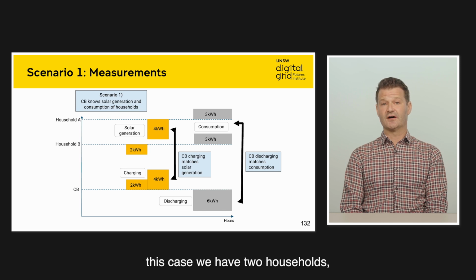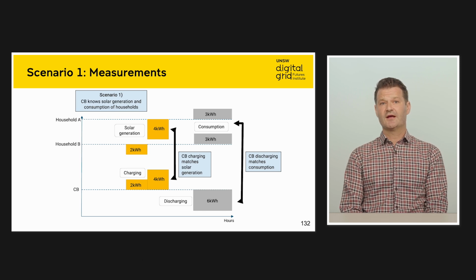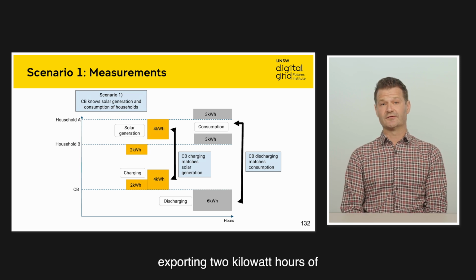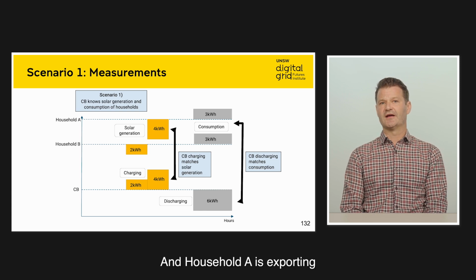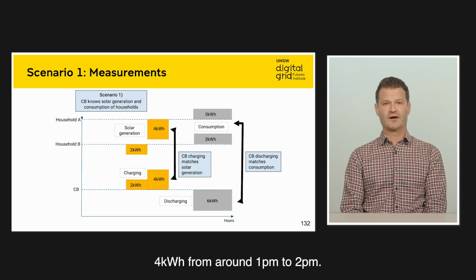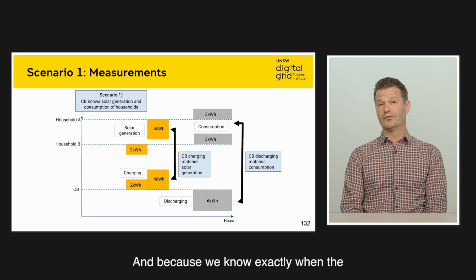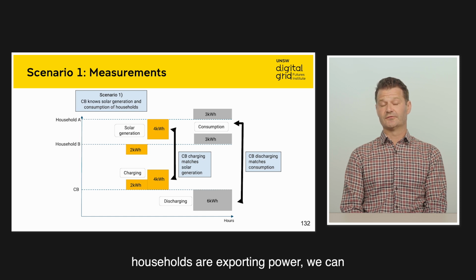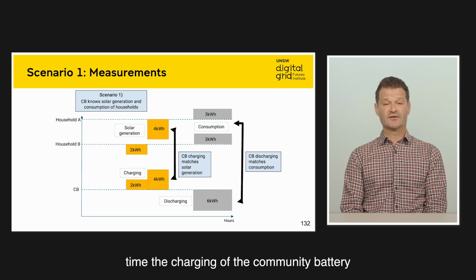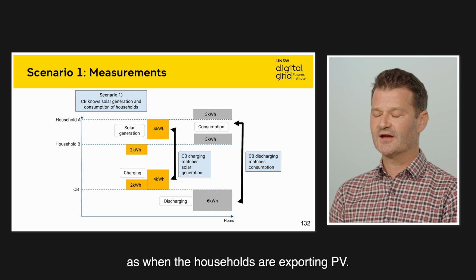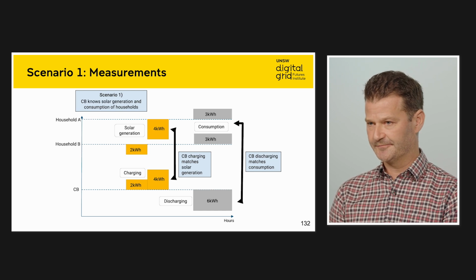we have 2 households, household A and household B. From around 12 to 1 p.m, household B is exporting 2 kilowatt hours of energy from its PV solar system, and household A is exporting 4 kilowatt hours from around 1 till 2 p.m. Because we know exactly when the households are exporting power, we can time the charging of the community battery such that it is charged at the same time as when the households are exporting PV.